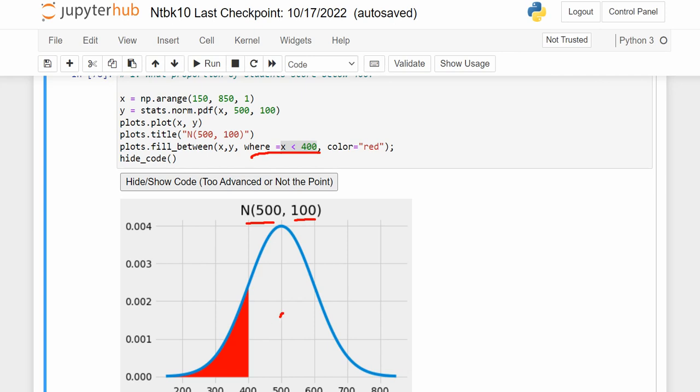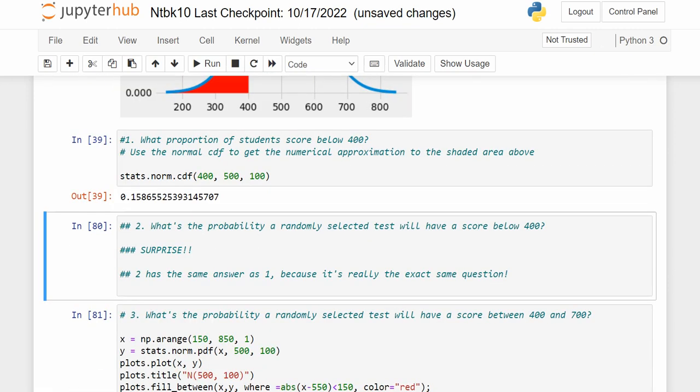Well, you can see all the possible answers that are considered successes in this experiment. We're looking for people scoring under 400. The total area under the curve is 100%, and we're trying to calculate the area under the curve, because if the area under the curve is like 12%, then that's the probability. That's the answer we're looking for. Okay, so let's check this out.